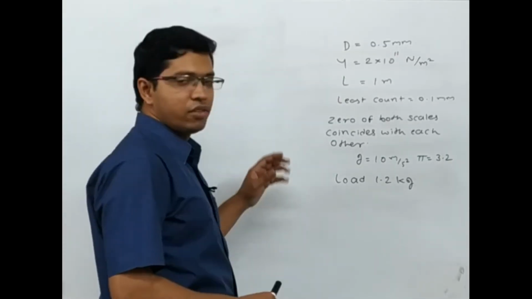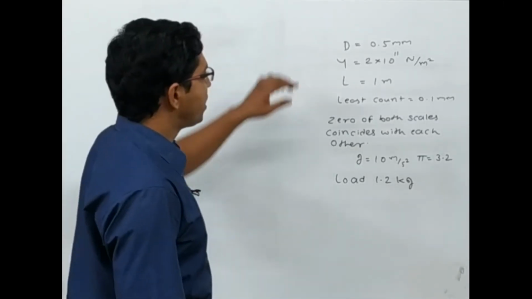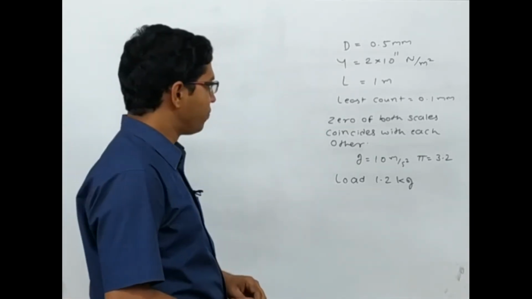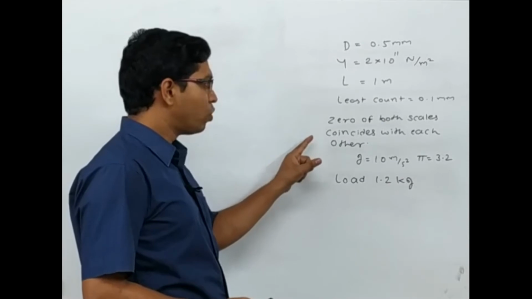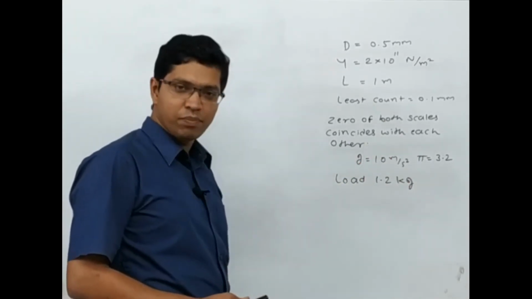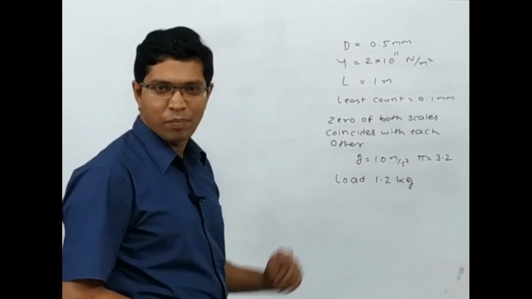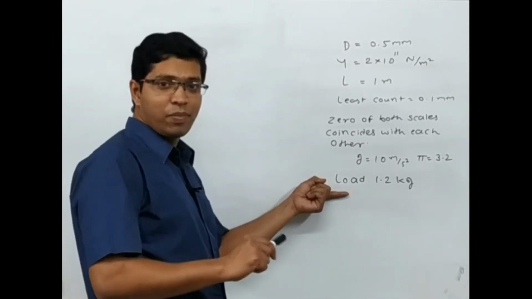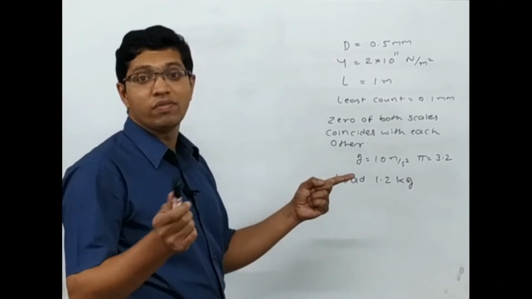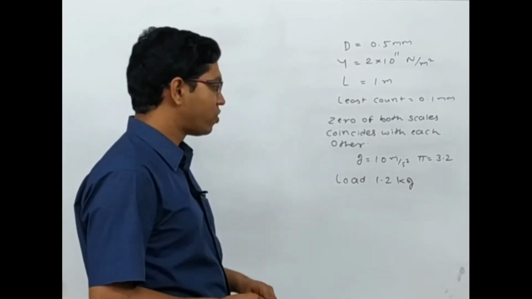So this is the question which is based on Searle's method and the concept of vernier caliper. What is given is the diameter of the wire, Young's modulus, length, and the least count is also given. It has also been said that the zeros of both the scales coincide with each other, meaning there is no zero error. The value of g and pi is provided, and it has been said that a load of 1.2 kg is applied. In this case, when we apply this load, what is the reading shown by the vernier scale, or which line of the vernier scale will coincide with the main scale? That is what we have to find.